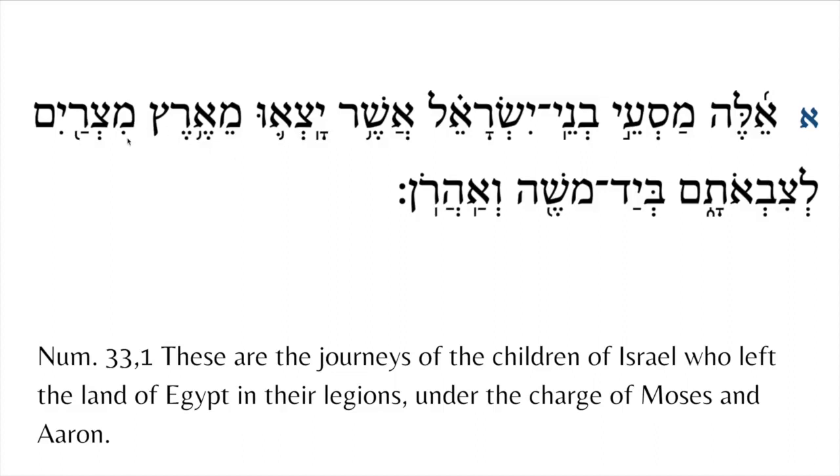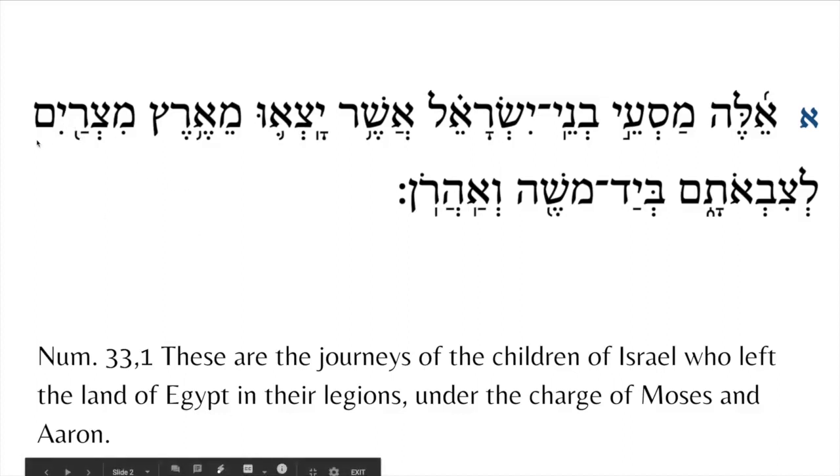We could put it in there, but it wouldn't be normal to do that. Then we have a mem with a chirik, so this is me, and a tzadi again. So this together says meets. The shiva is silent, meets. Then we have a resh with a patach, so this is ra, and then this is a yud with a chirik, and then a mem sofit says yim. Meets raim, which means Egypt.